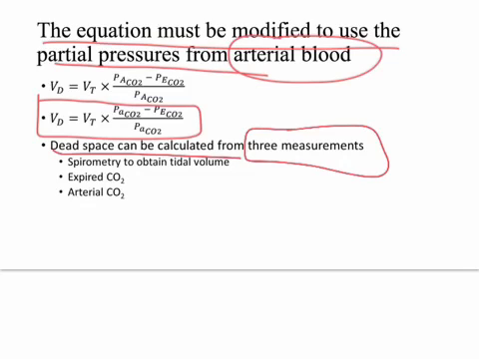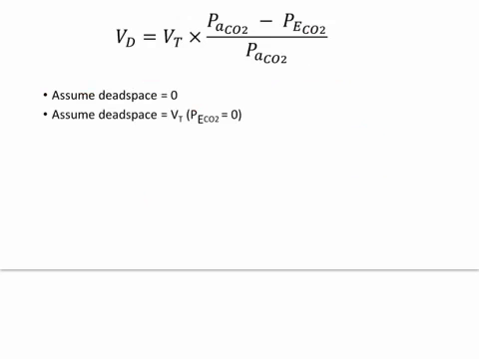You have to have the tidal volume from spirometry, you have to determine the exhaled or expired CO2, and you also have to determine the arterial CO2. We can think of this in 2 ways as a thought experiment, just to make sure that you understand.